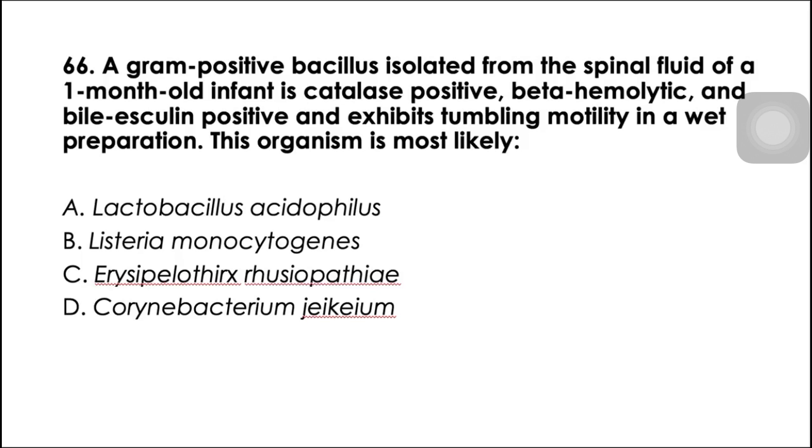A 1-month-old can be immunocompromised, and Listeria can also cause meningitis in immunocompromised patients, like children and the elderly. So this is true for letter B, Listeria monocytogenes. Again, Listeria monocytogenes is motile at a colder temperature, just like Yersinia, at 25 degrees centigrade. They are not motile at 37, but they are motile at 25 degrees centigrade.